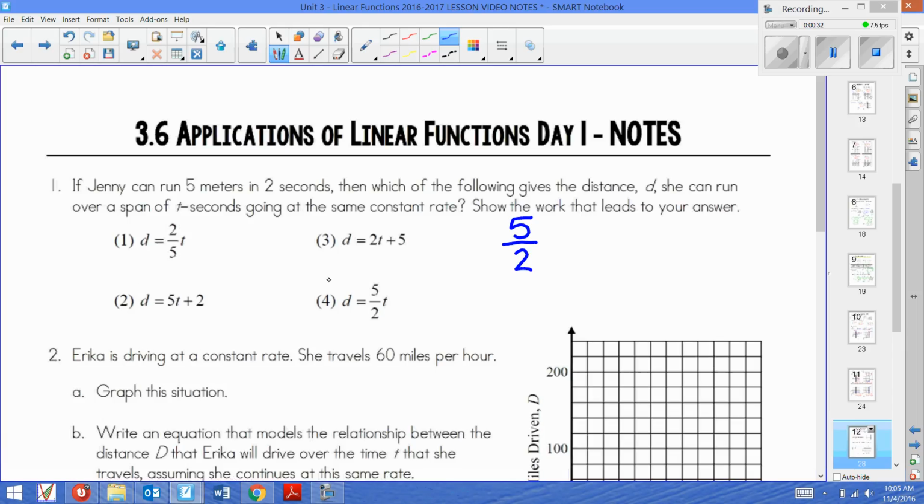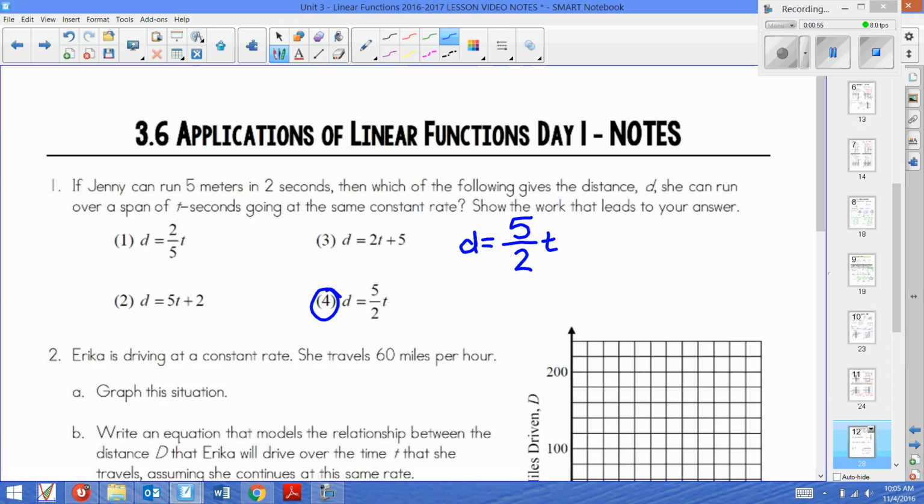Well, if you look at all of the answer choices, we know that d is going to equal something. And since she can run 5 meters in 2 seconds, we're going to multiply that by the time. Now, actually, we could narrow our answer choice down immediately to answer choice 4, but let's talk about why there is no y-intercept.